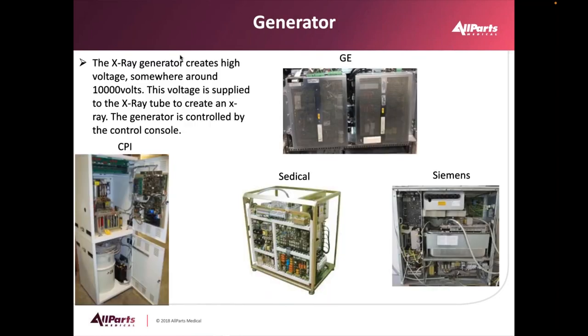Every X-ray unit needs a generator. The generator creates the high voltage, which is around 10,000 volts, which is supplied to the X-ray tube to create the X-ray output. The generator is controlled by the generator console, which we talked about in the previous slide. Different manufacturers, such as GE, have their standard JEDI generator, which you'll find in probably 95% of all of the equipment they manufacture that generates X-ray, from CT to basic X-ray to RNF to cath lab.